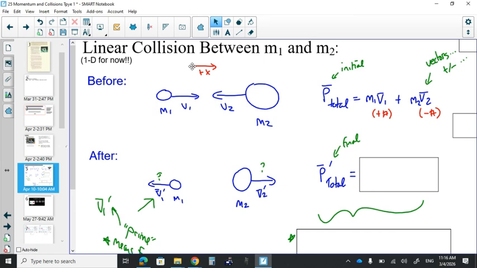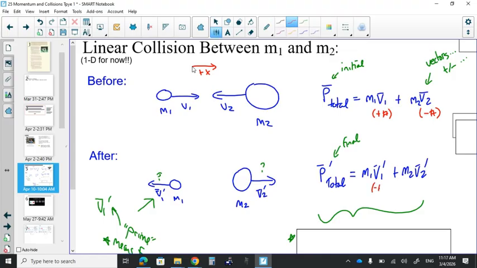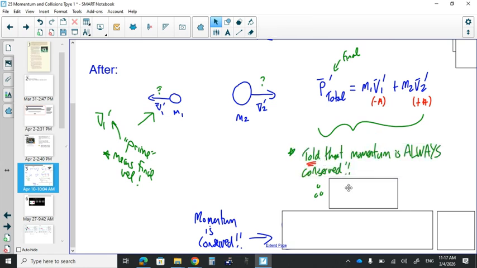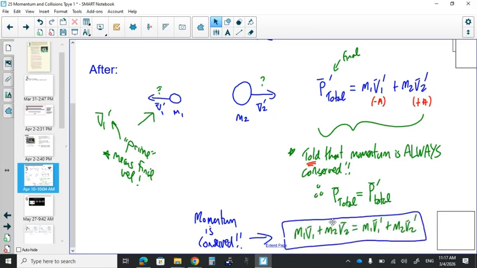And then for the final velocities, we'd have the final momentum being m1 times v1 prime and m2 times v2 prime. So mass 1 times its final velocity, in other words. Notice this is now going to be a negative number of some sort, and this is going to be a positive number of some sort. The way it's going to work out, based on seeing something collide, picturing that happening. And so we know, like we've been told, that the momentum is always conserved. And so we know that the initial momentum and final momentum are the same. So we have this equation that means that.